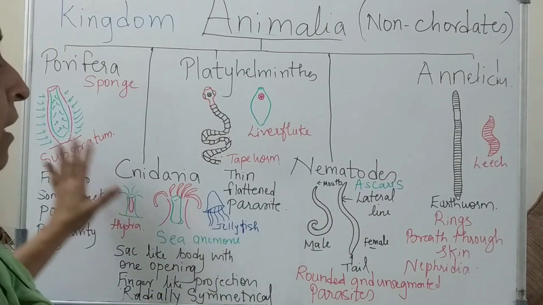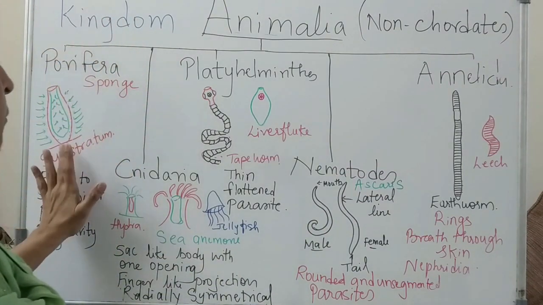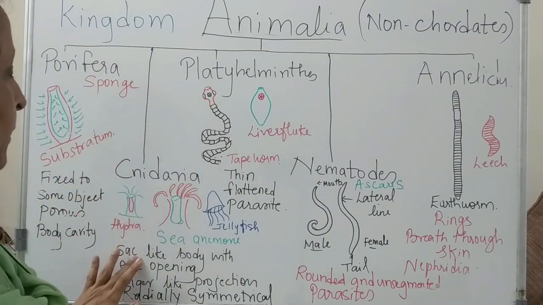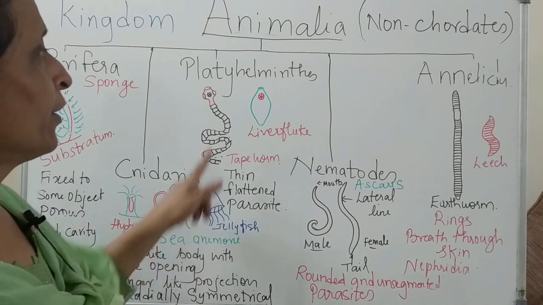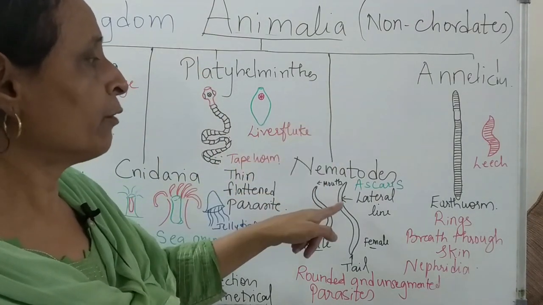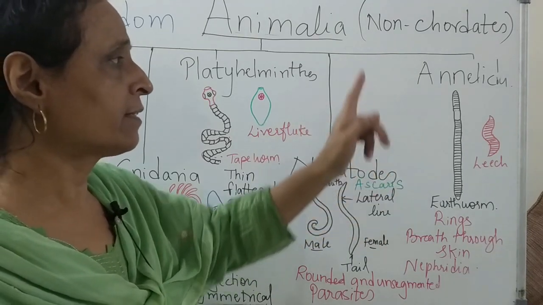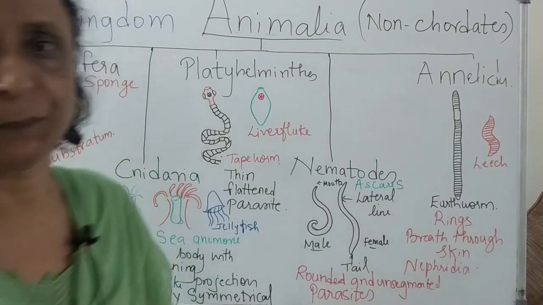So these are the basic animals which are included. Porifera, sponge, Cnidaria, it is the hydra and sea anemone, Platyhelminthes, this is tapeworm and liver fluke, nematodes or nemathelminthes, Ascaris, and Annelida is earthworm and leech.